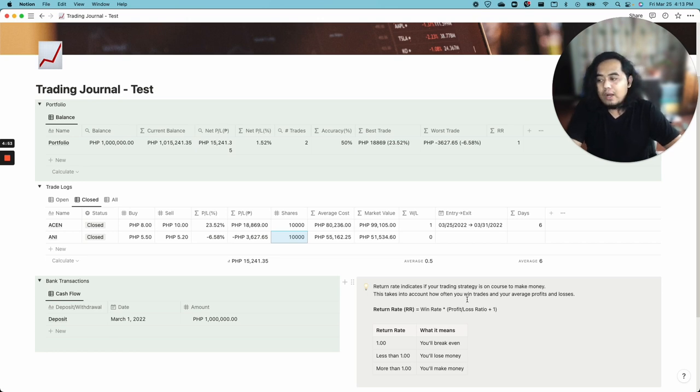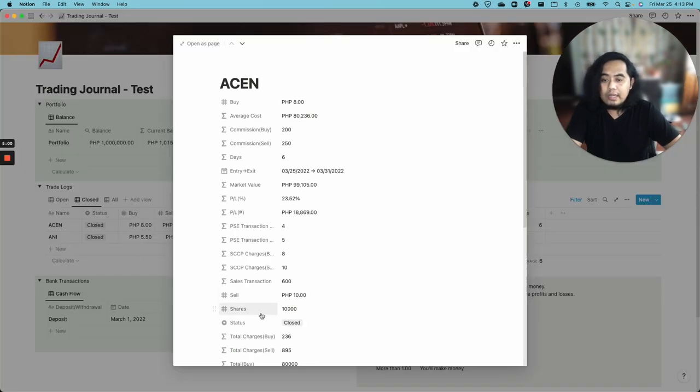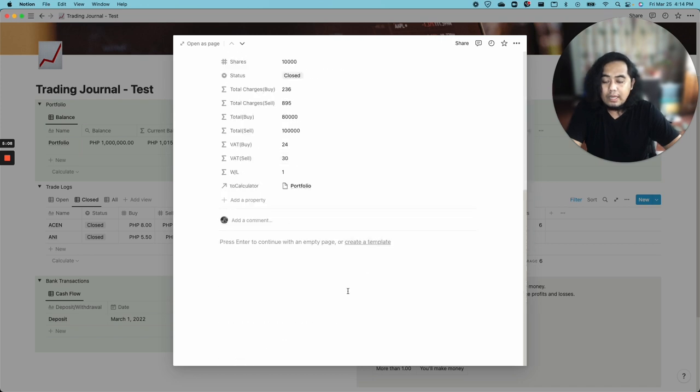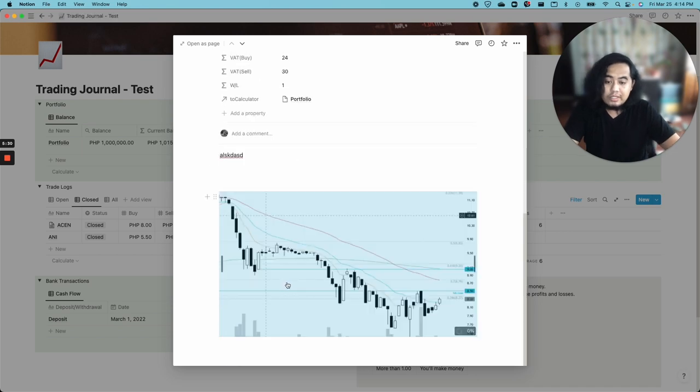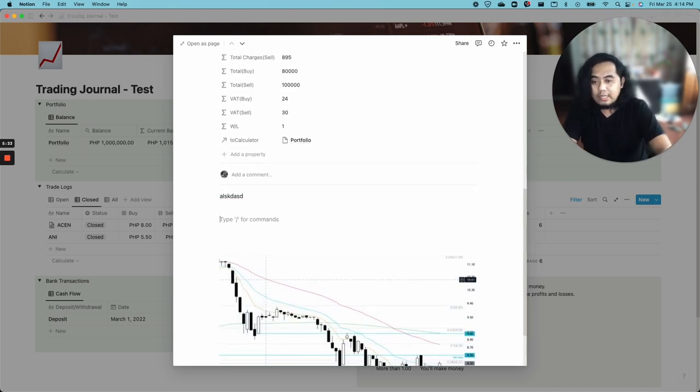One reason why I wanted to use Notion is that, for my ACEN trade, I can click ACEN and see all of this input, including the transactions. But at the bottom, you can see that I can add notes. I can also add screenshots of the trade. Let's say I have this screenshot here. I can just embed it and also add notes, like trade performance was amazing, or got distracted while trading this. Some sort of that.